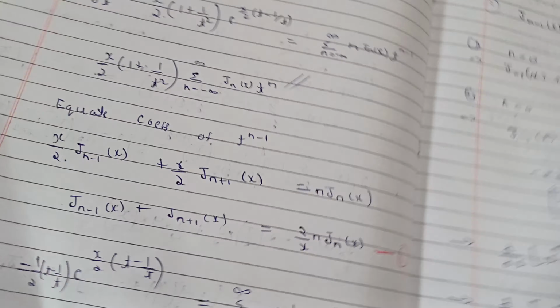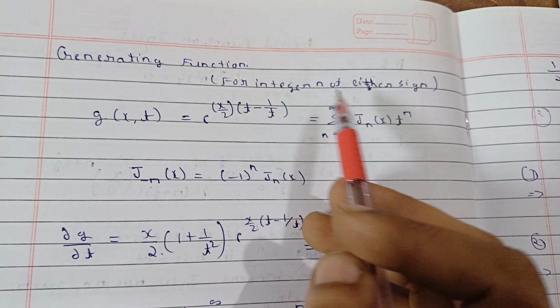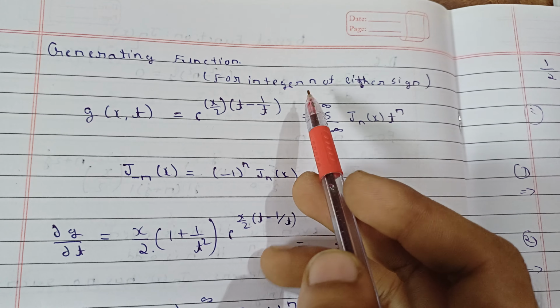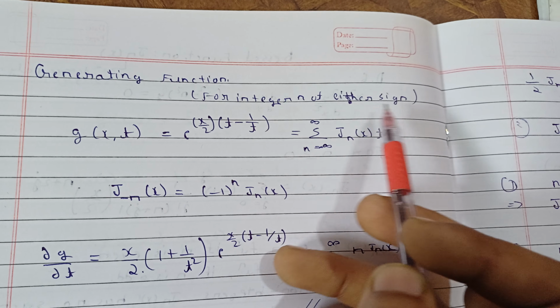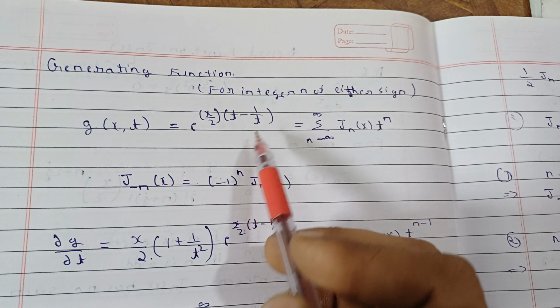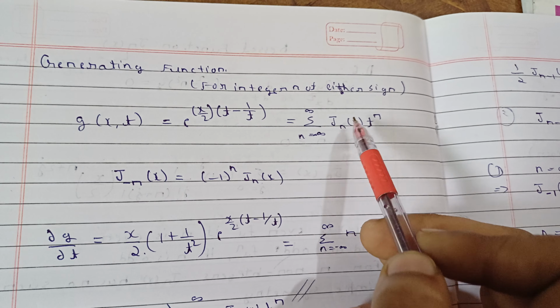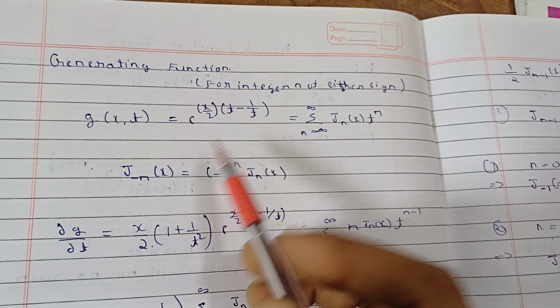Now let's see the generating function for the Bessel's function, and it is only for the integer. Integer can be of any sign, it can be negative also, positive also, but not the non-integer. For integer n of either sign, this will be your generating function: G(x,t) equal to exp[(x/2)(t minus 1/t)], and this must be equal to the sum of Jn(x) tⁿ, so that we can find the Jn(x). And you must remember this result.